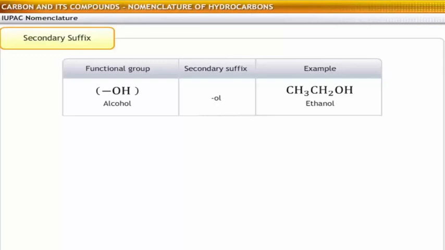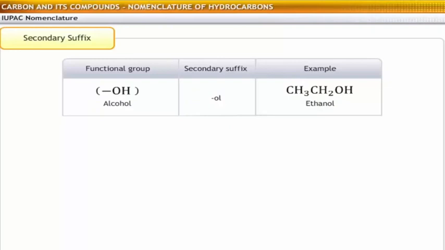For example, a molecule of ethyl alcohol contains 2 carbon atoms, so the root word is eth. It is saturated, so the primary suffix should be "ane". But as there is a functional group OH in the molecule, remove the e from the name of the molecule and add the secondary suffix "-ol". Therefore, the IUPAC name of ethyl alcohol is ethanol.